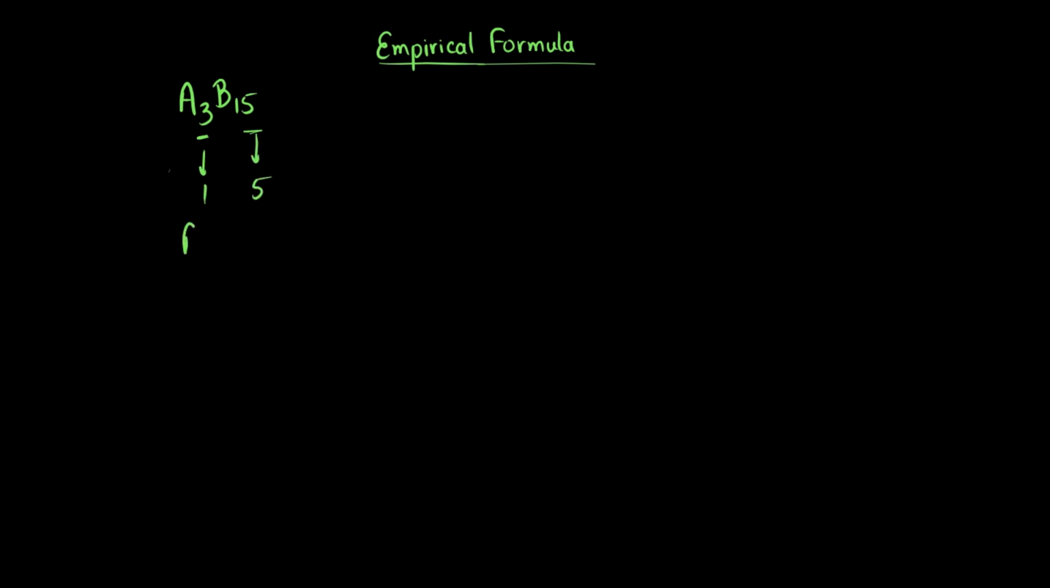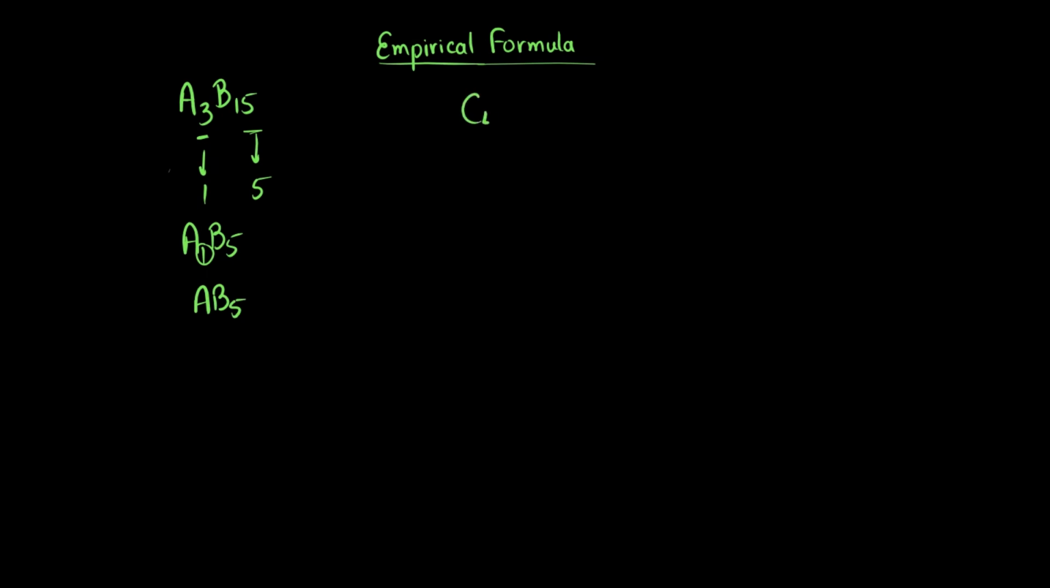So the empirical formula would be A1B5. It means for every 1 mole of A, there are 5 moles of B in this compound. You don't have to write 1, you can simply write AB5.